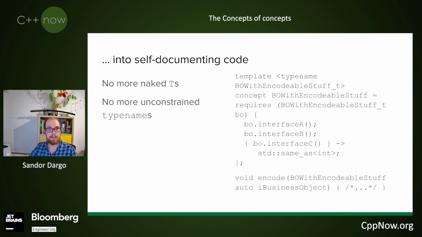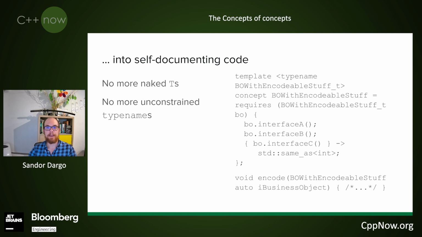And as you can see, we did two things. We don't use unconstrained type names anymore because we have this business object with encodable stuff T, and we have our own requirements on that. And we also don't use these naked T's, because we both have a constraint and we don't use a single character name. We use something that explains what we expect there.